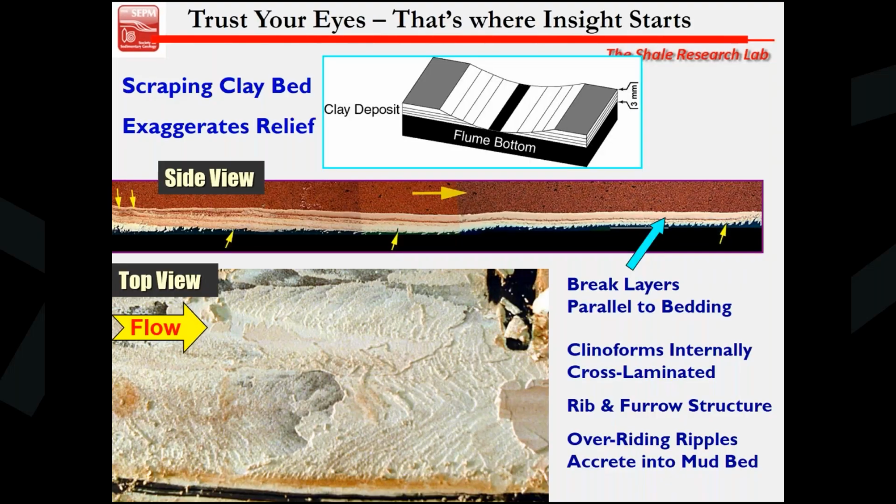So you have to trust your eyes, because that's where the insight really starts. This is just to give you an idea. This is in the flume experiment, and you can see that we have a clay bed that has markers in it, and we have slight clinoforms forming, basically. And then when you break these layers apart, you see ribbon furrow structure in it, and you know that every one of these layers has been accreted and deposited by migrating ripples, and not by stuff falling out of the water column. And you find these same textures in the rock record.